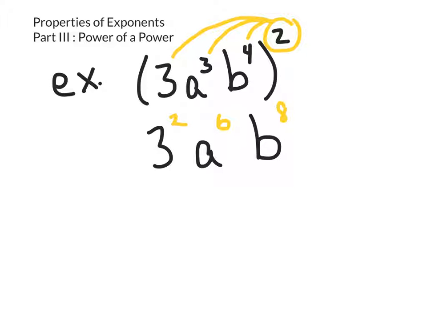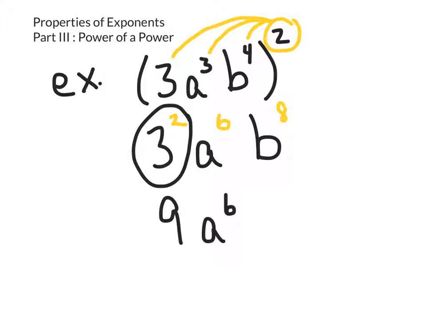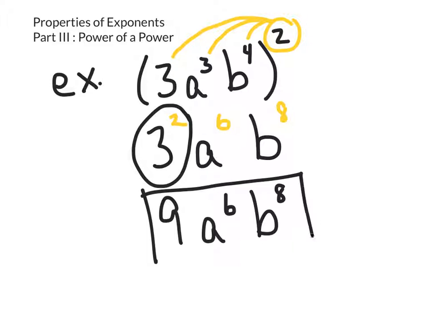Now I can go ahead and evaluate this. So this 3 squared here is going to become 9. I can go ahead and copy a to the 6th power and b to the 8th power, and that is my answer.